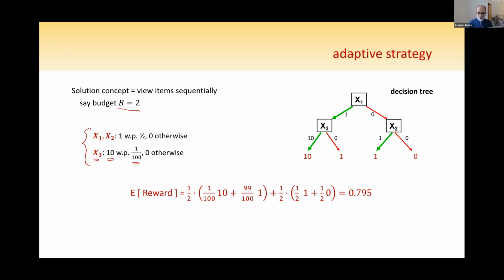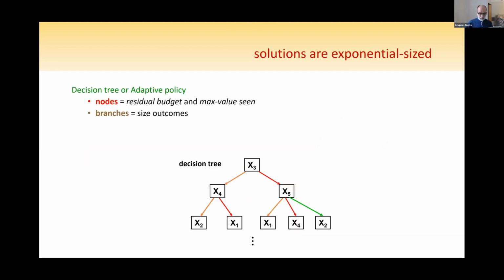Okay, so this is a gold standard, an adaptive strategy. It's a decision tree. What do I do first? Condition on what I saw. What do I do next? And so on and so forth. One thing to note is that these decision trees could be exponentially sized or even infinitely sized. It depends on whether the values are continuous or discrete. Let's even say values are continuous, just for the time being.